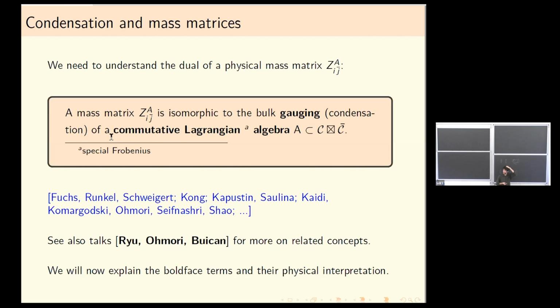Any more questions? If I can just add a comment: on the face of it, the construction of Fuchs looks different, in the sense that they don't have a commutative algebra. They have a non-commutative algebra. But this doesn't live in C times C bar, it lives only in C. So at the end of the day, it's equivalent, but the construction looks different.